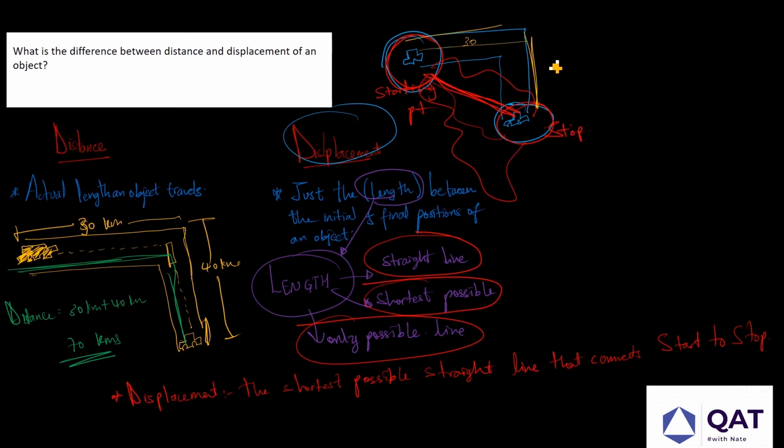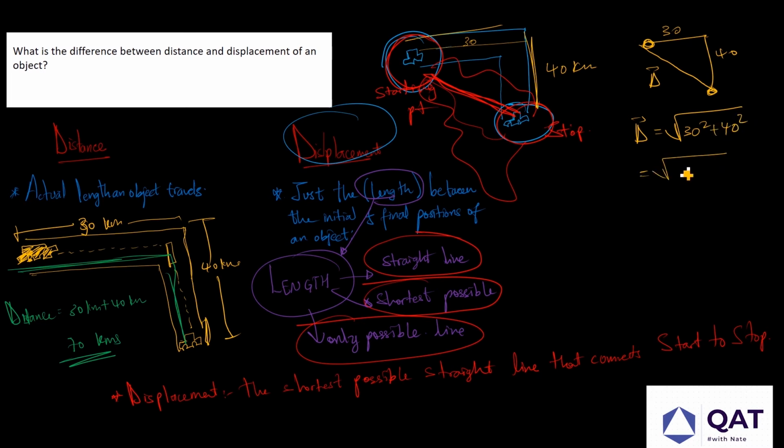This is 30 kilometers, and this is 40 kilometers. So what's the displacement? The displacement is from starting to finishing. We will apply the Pythagoras theorem, right? So displacement equals the square root of 30 squared plus 40 squared, which is 900 plus 1600, the square root of 2500. At last this would be 50 kilometers.